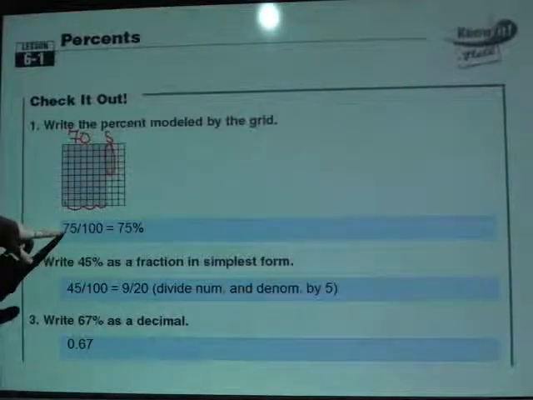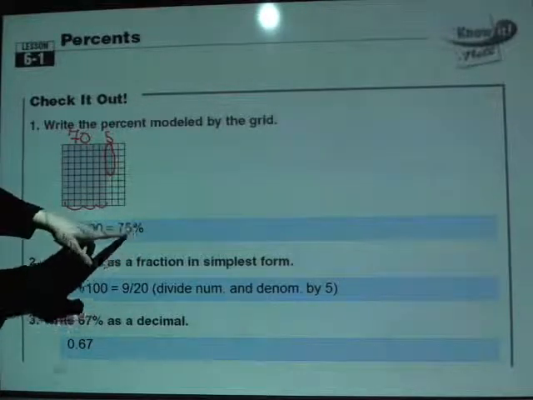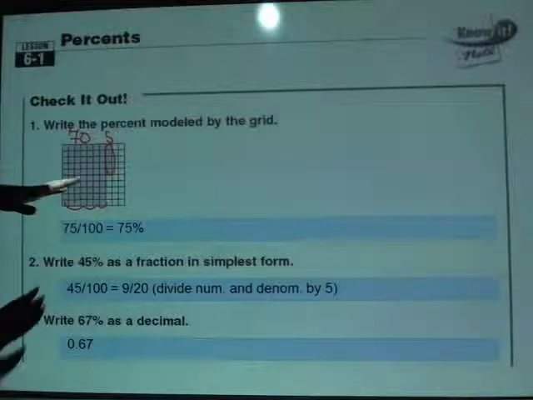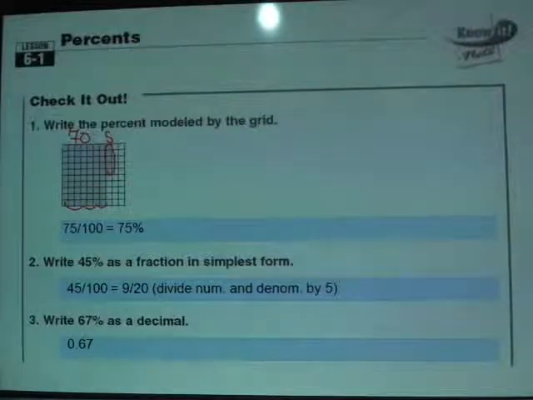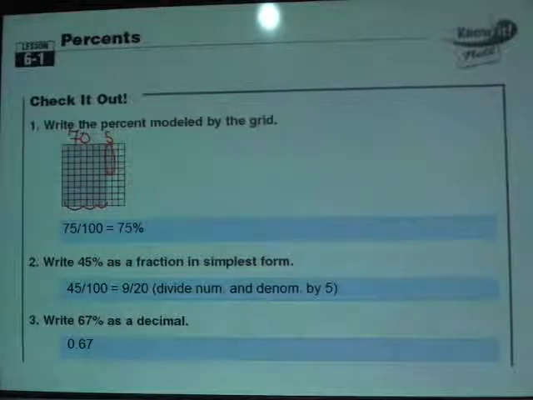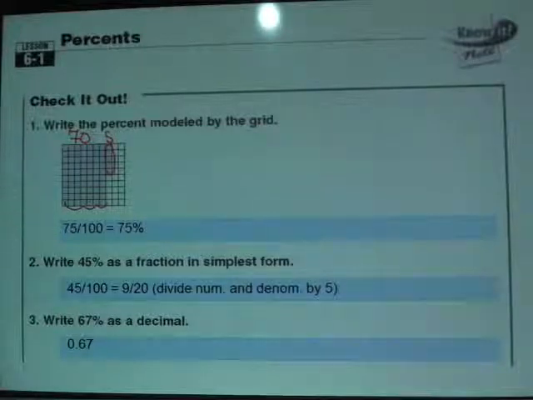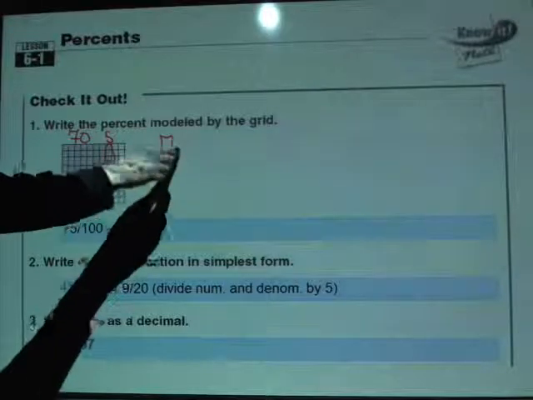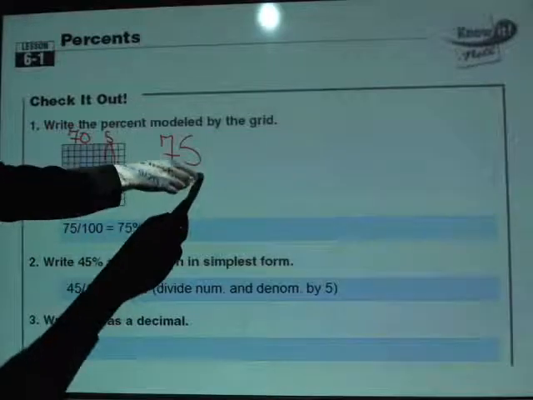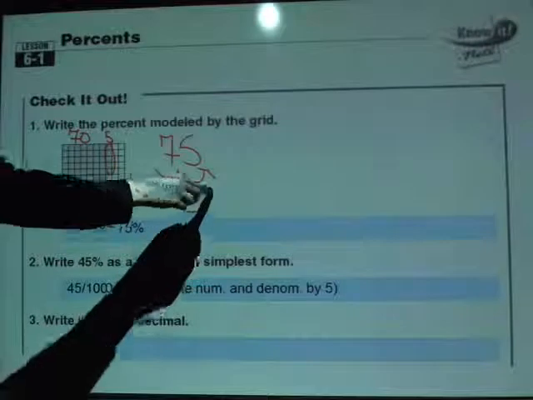And remember, once we write it over 100, this top number is automatically your percent. So that's 75%. If that doesn't work for you, or perhaps let's say it doesn't work out to be something right over 100, all right? Forget that the grid's there. Let's just say they gave you any old fraction. All right, you would divide the numerator by the denominator, which is something you probably do on a calculator. 75 divided by 100 is 0.75. And then you take the percent and go twice to the right and add the percent sign. 75%.